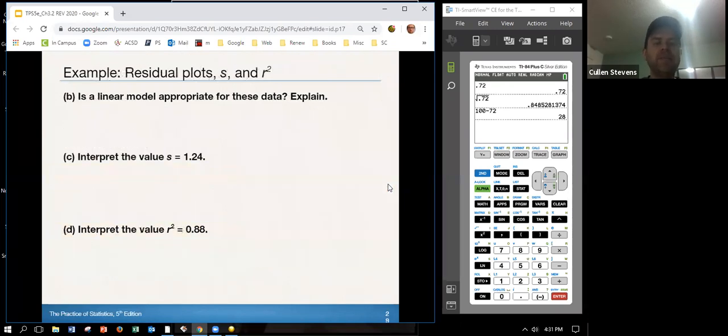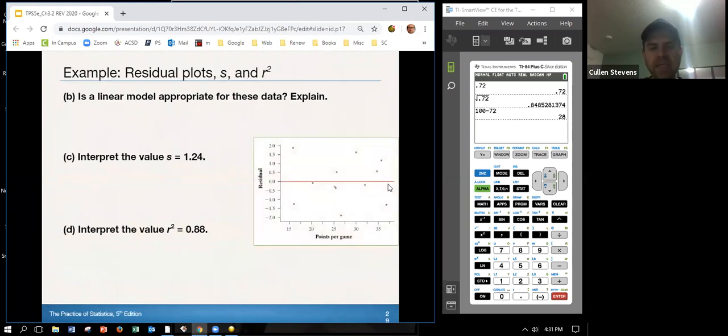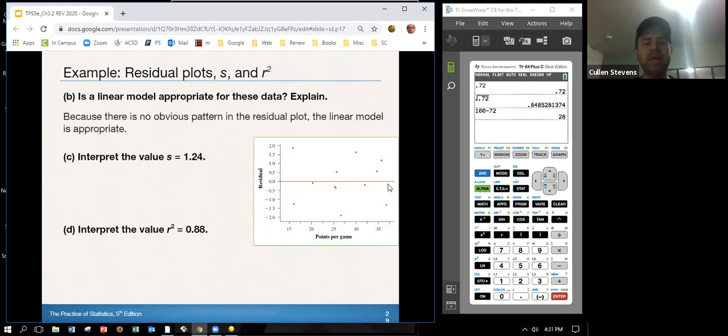Let's consider the linear model. Is it appropriate for this data? So we take a look at this data here. I don't see any obvious patterns. I'm looking for curvatures, I'm looking for bends. It kind of looks like it's just spread out as a cloud, so I'm not too worried about it. So basically I would say because there's no obvious pattern in the residual plot, the linear model is appropriate.